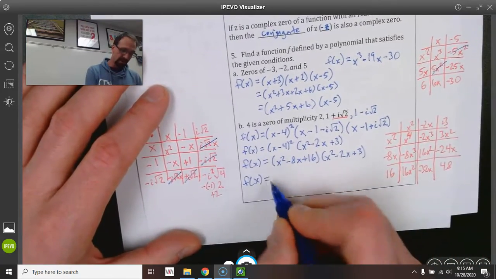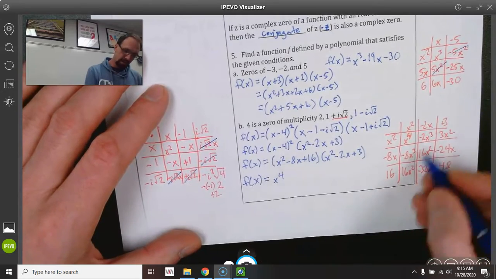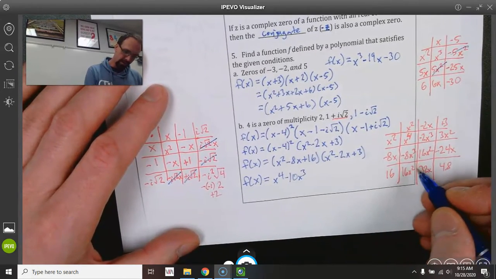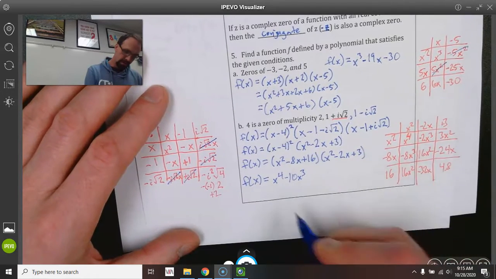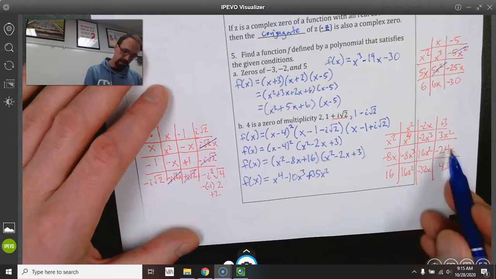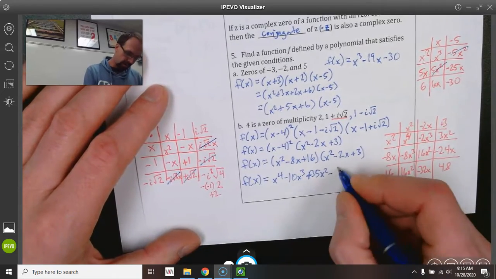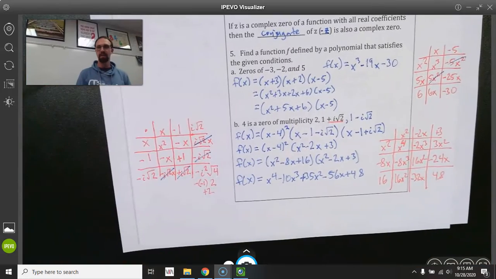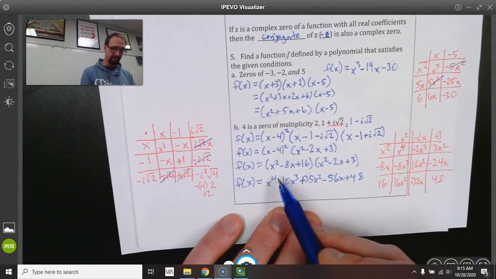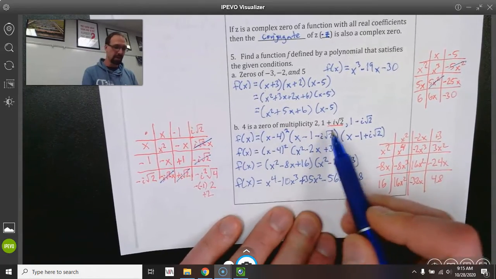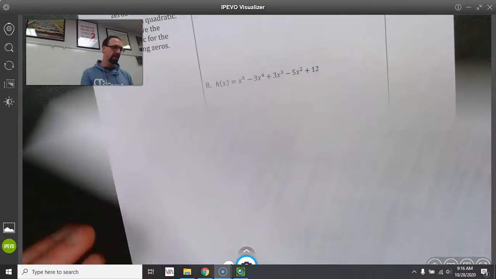So my polynomial in this case is going to be x to the 4th minus 10x cubed. All of these combined together, 32, 35, plus 35x squared, minus 56x, and then plus 48. That's my polynomial. Whew, it's a little bit dicey, but we did it. And you notice that we have x to the 4th, 1, 2, because multiplicity of 2, 3, 4 zeros. So it satisfies the zero theorem.